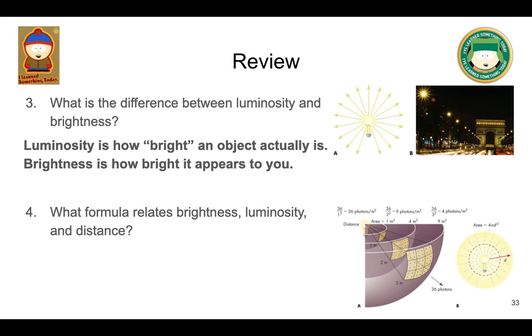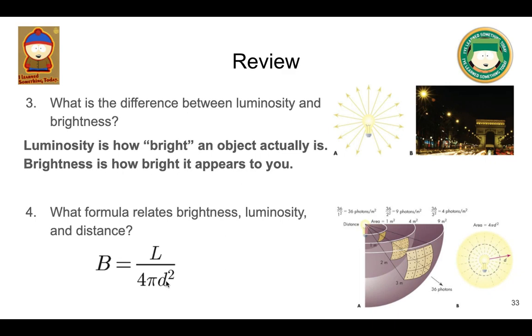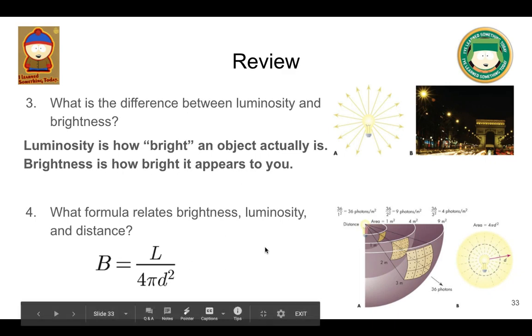So what is the formula that relates brightness, luminosity, and distance? It is the inverse square law. Brightness is equal to luminosity divided by 4 pi d squared. So again, it's called an inverse square law because brightness is proportional to the inverse of d. D is in the denominator here, squared. So that's an inverse square law.